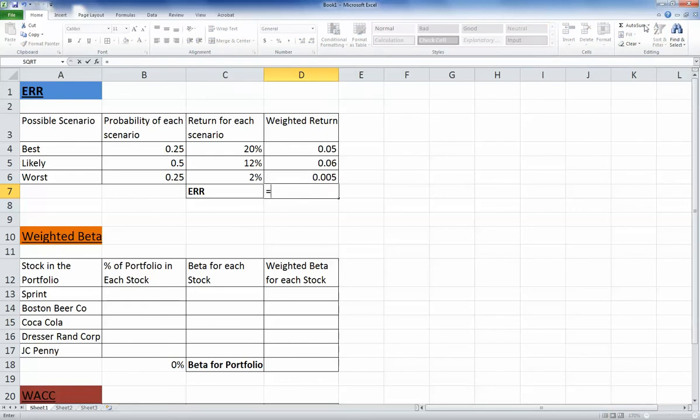Okay. And to find the expected rate of return, all we have to do is sum these three numbers up. So I'm going to go to an auto sum those up for you. Okay. And we get 11.5% as our expected rate of return. And that's it. That's all you have to do for expected rate of return. It's pretty simple and straightforward. Okay.